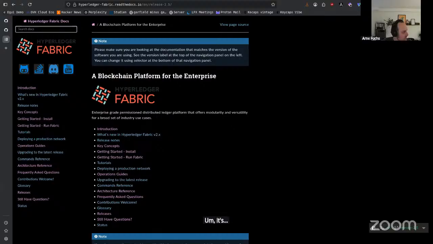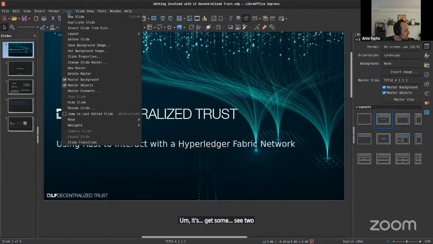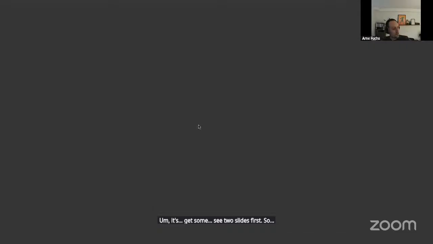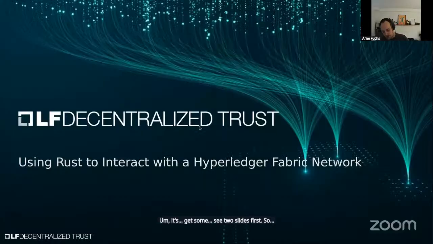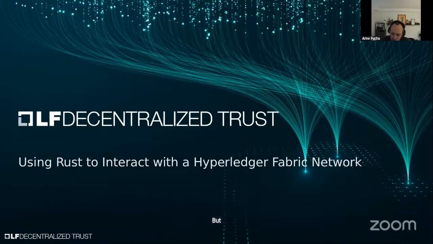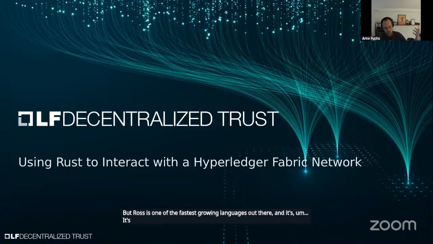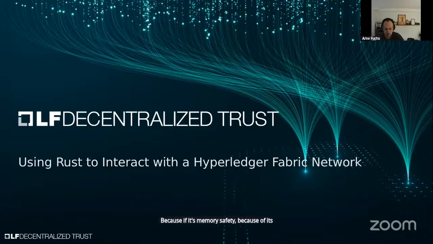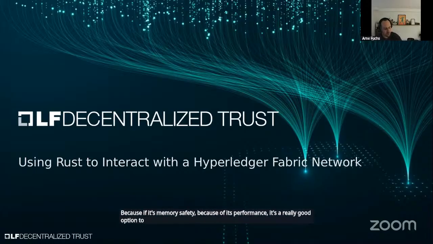Let's see some slides first. So, why Rust? Of course, there are many other languages you can choose from. As I already mentioned, there are already some bigger languages implemented. But Rust is one of the fastest growing languages out there, and because of its memory safety, because of its performance, it's a really good option to choose as a language.